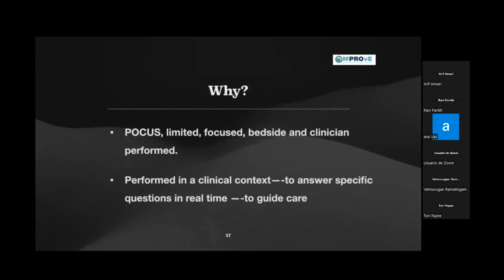Now we know how we do it and the physics behind it. Why do we need to do it? Point of care lung ultrasound is very limited. It is focused and it is bedside, always done by the clinician.